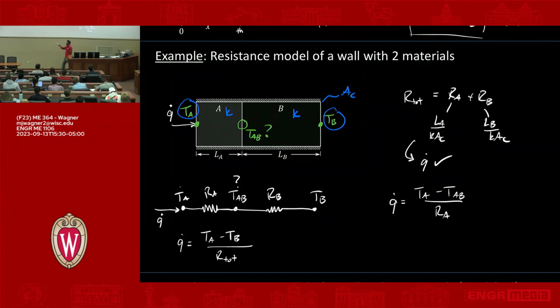This heat transfer rate is the same heat transfer rate in all situations. We're just now taking this new potential, TA minus TAB, and a resistance that we know, and using this equation, we solve it for TAB, and then we can compute TAB. So we solve for this.